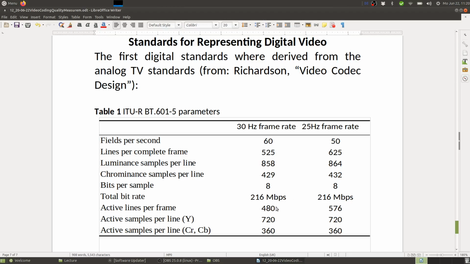Then here the active lines per frame, 480. And here you have less because in old cathode ray tubes you needed time for the electron beam to go from the bottom to the top. It's not going instantaneously, but the magnets controlling the electron beam need to reverse the polarity of the magnetic field, and it takes energy to reverse that field and hence also time. So here we have the visible lines, and here for the Y components we get samples per line 720, and here we have the corresponding for the color components.